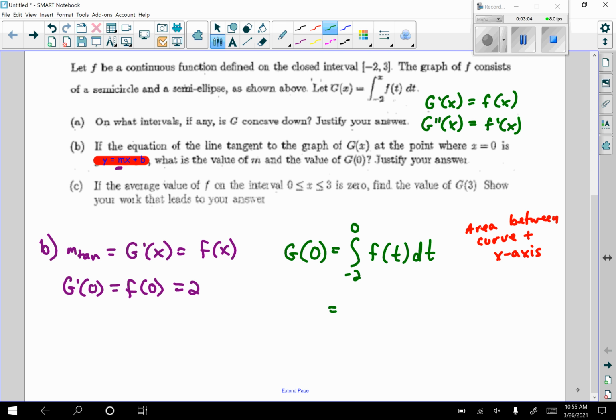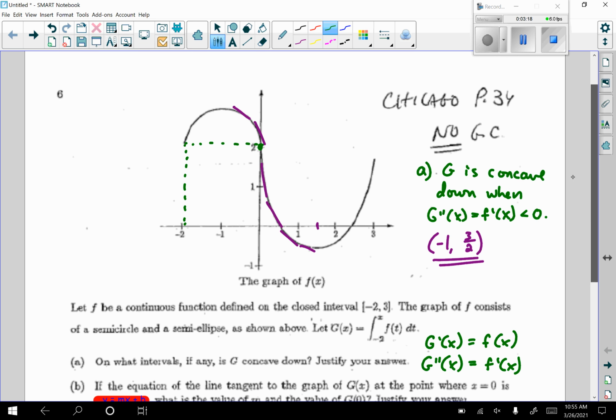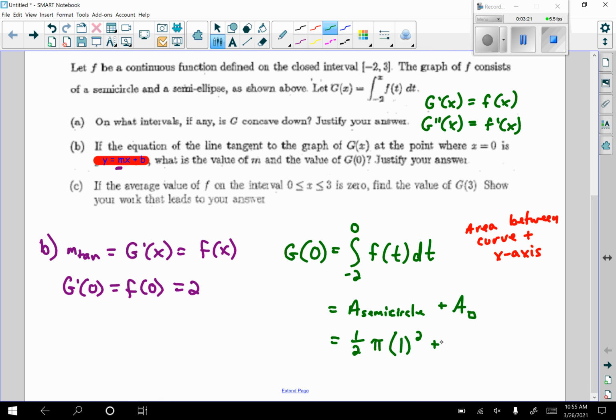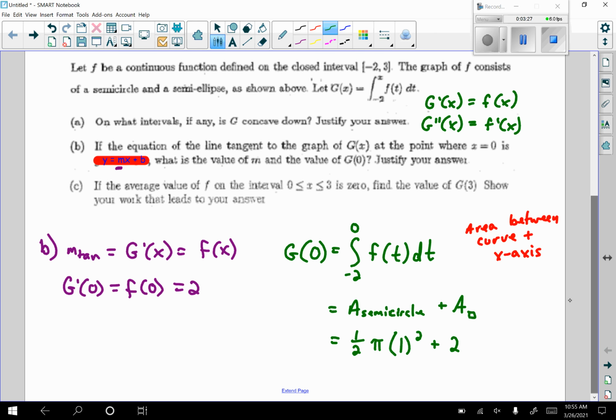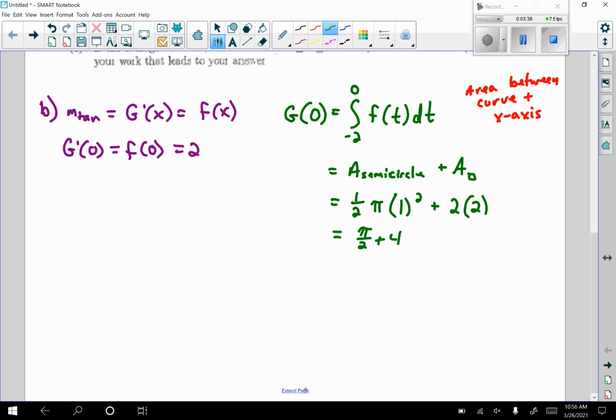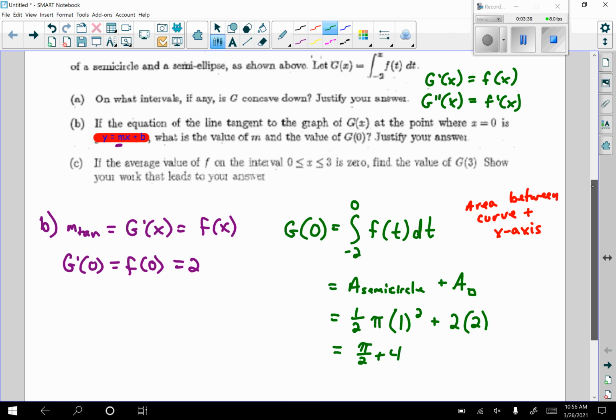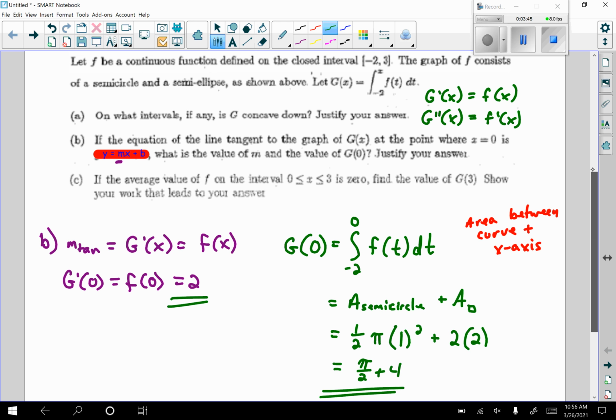So this becomes the area of the semicircle plus the area of the rectangle. So then we're going to get 1/2 pi r squared. The radius of the semicircle is just 1. And then our rectangle measures 2 by 2, actually a square. So we get pi over 2 plus 4. All right, and that's all we were asking for here. What is the value of m? What is the value of g of 0?